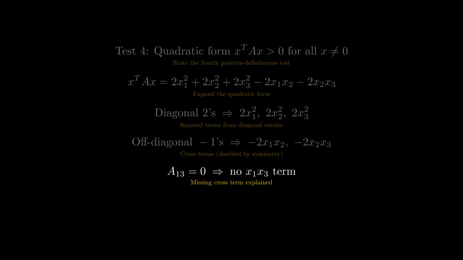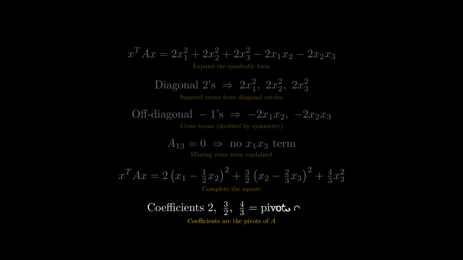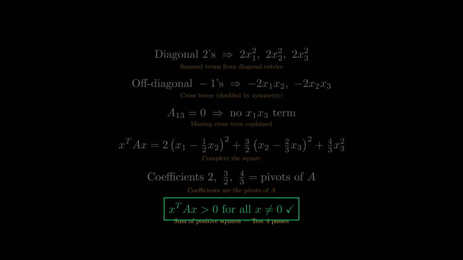There is no x1, x3 term, and that is because the corner entry of A is 0. Now we complete the square. The entire expression rewrites as 2 times the first squared term, plus 3/2 times the second squared term, plus 4/3 times the third squared term. Look closely at those coefficients. 2, 3/2, and 4/3. These are exactly the pivots of A. Since x transpose Ax is now a sum of positive multiples of squares, it must be positive for every non-zero x. The fourth test passes.